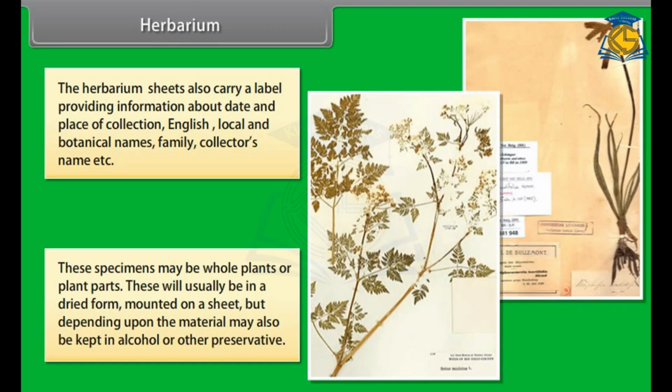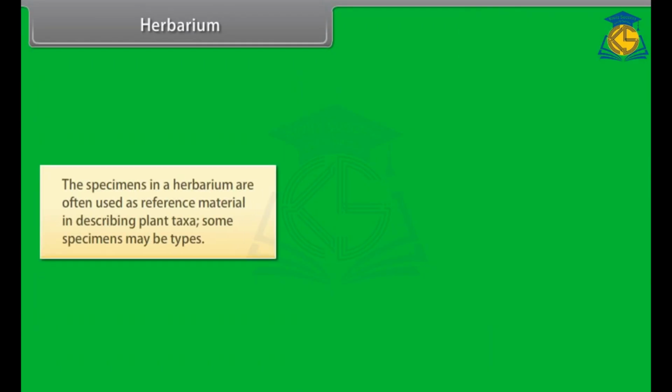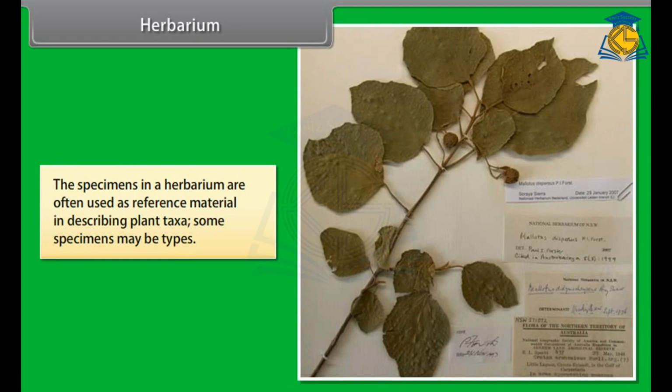These will usually be in a dried form, mounted on a sheet, but depending upon the material may also be kept in alcohol or other preservatives. The specimens in a herbarium are often used as reference material in describing plant taxa. Some specimens may be types.